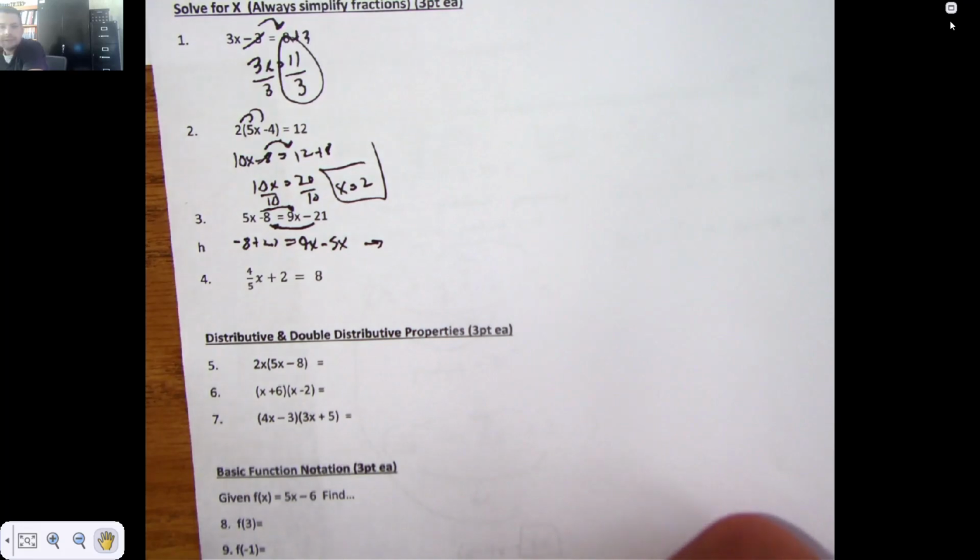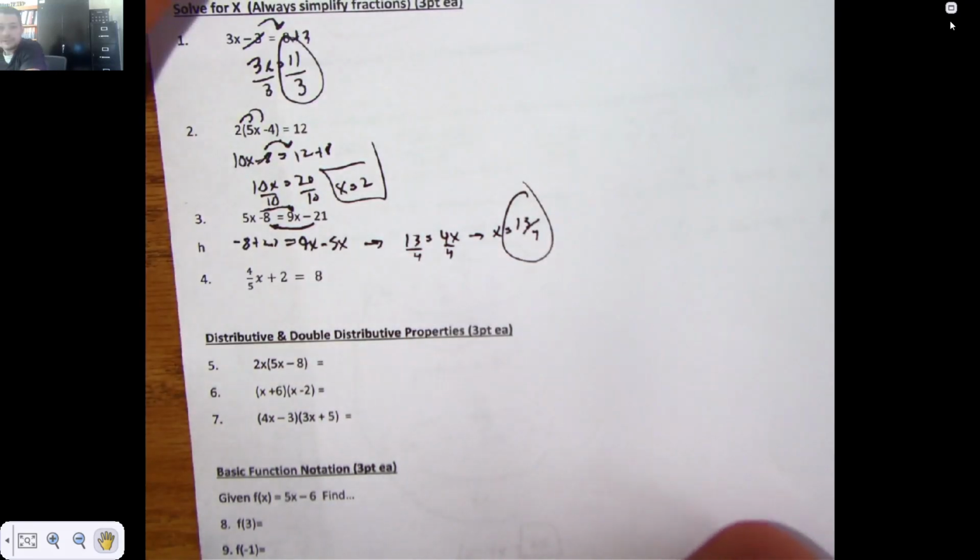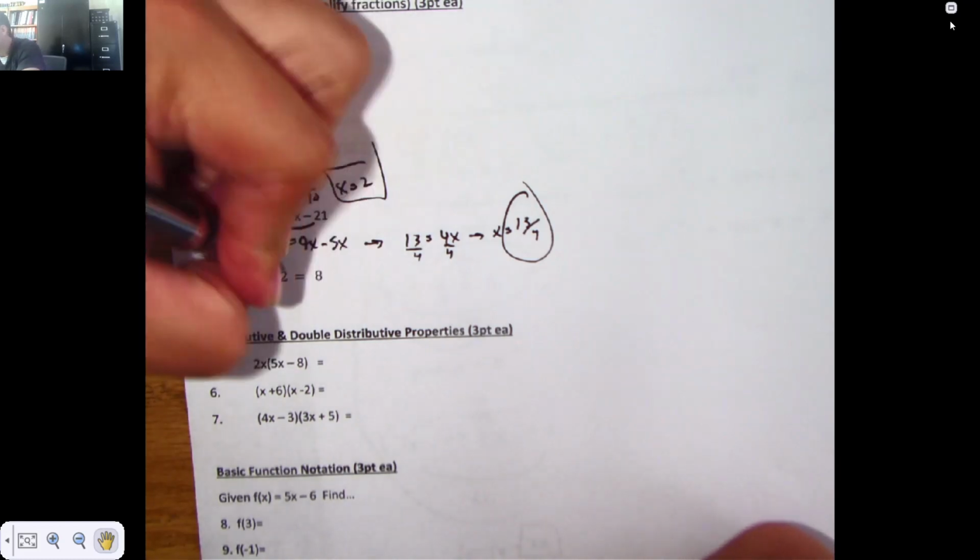So we clean it up. -8 and 21 should make a 13. And 9 minus 5 should be 4. Don't forget the x's. Divide that 4 out because we want to isolate the x, and we get x is 13/4. 4's got that fraction, big deal.